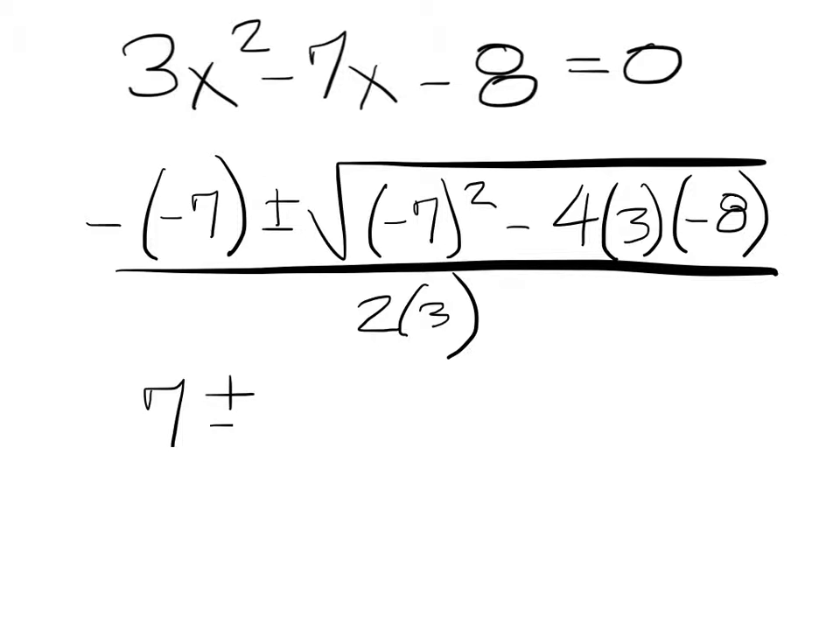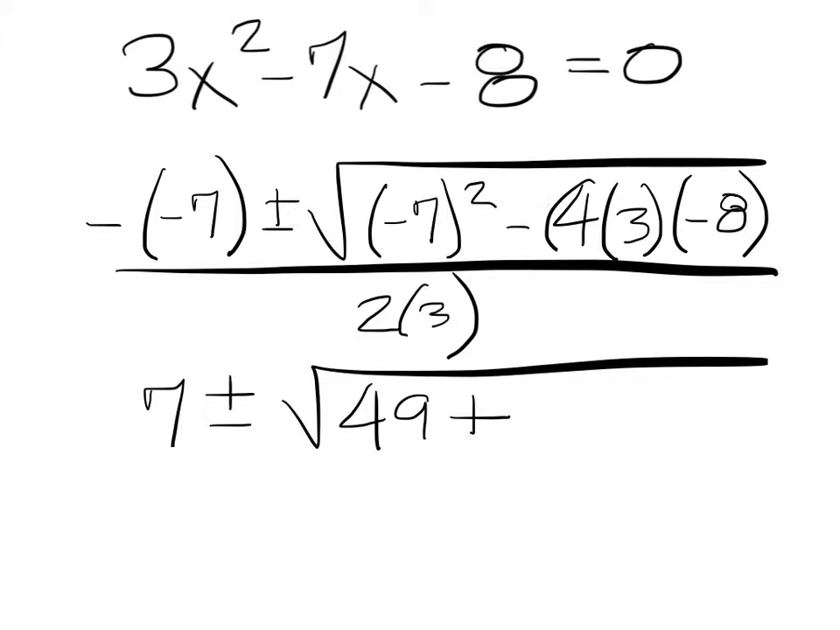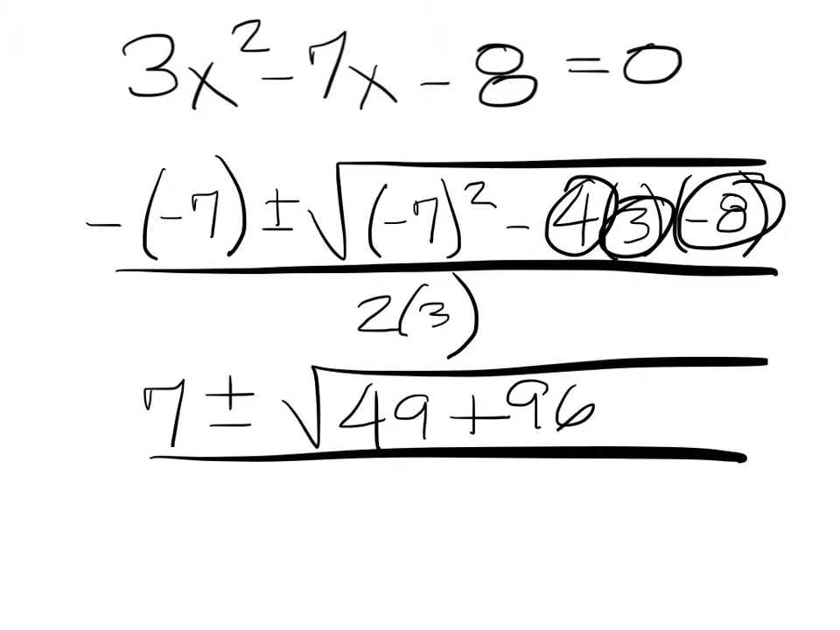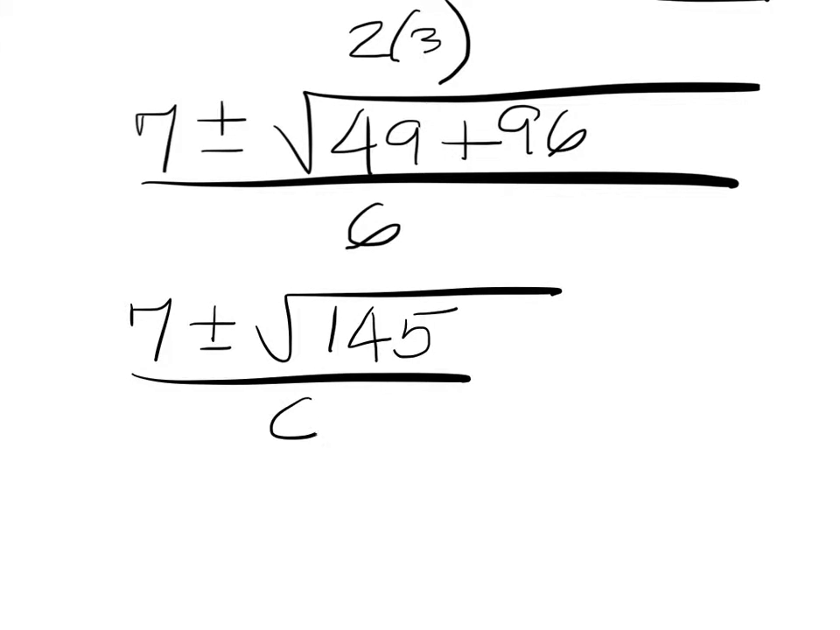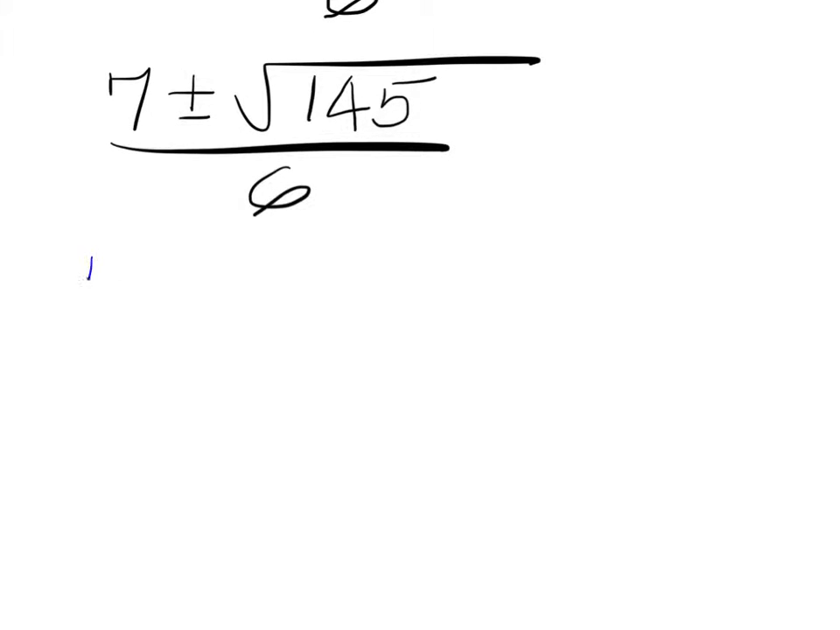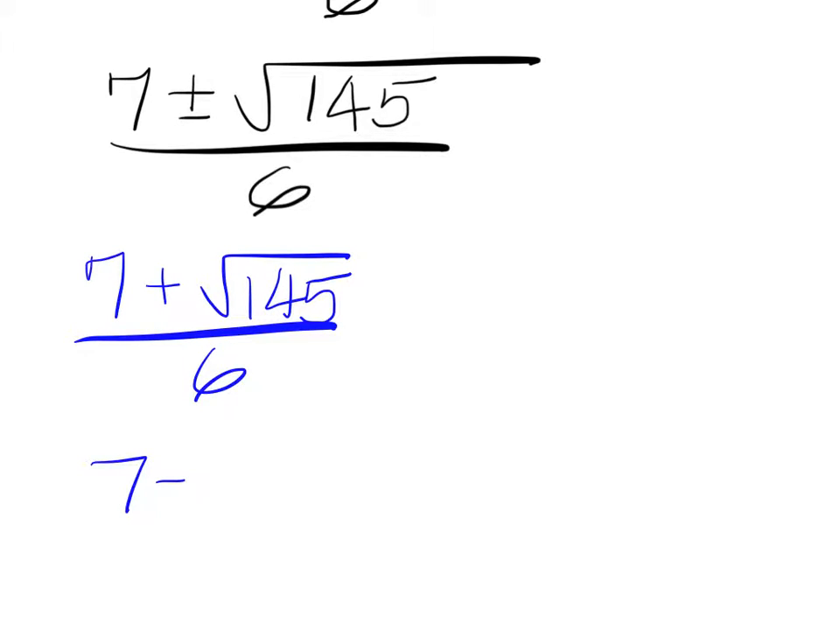So a double negative out to the left means a positive 7. And then the square root of 49 plus 4 times 8 is 32 times 3 is 96. All of that over 6. Simplify under the square root sign. 96 plus 49 is 145. So you're going to have to do that problem twice. One is 7 plus the square root of 145 over 6, and one is 7 minus the square root of 145 over 6.